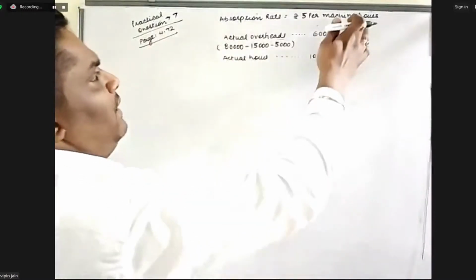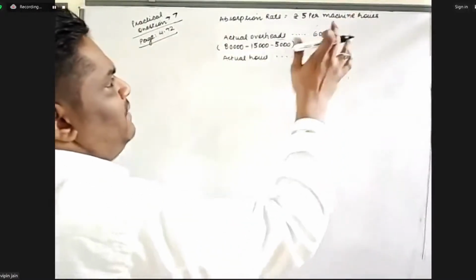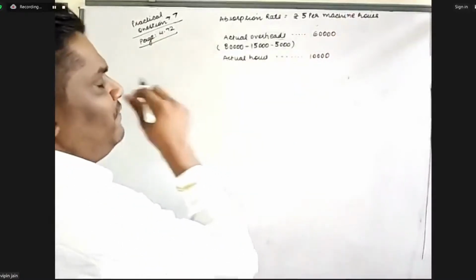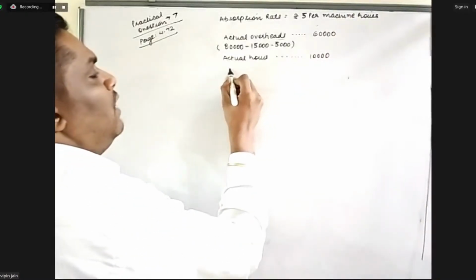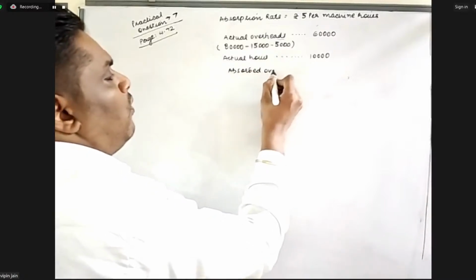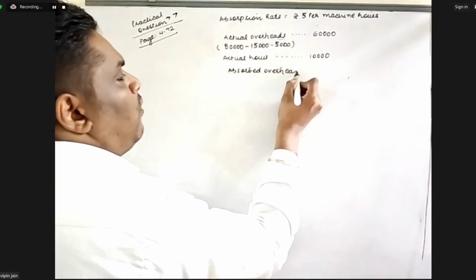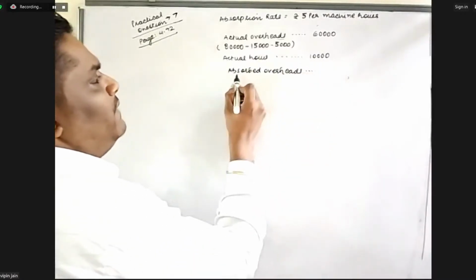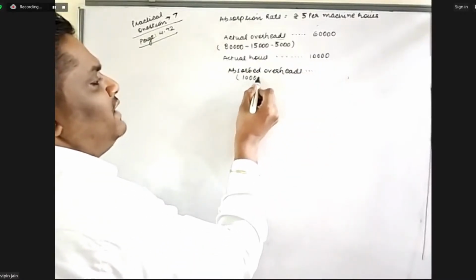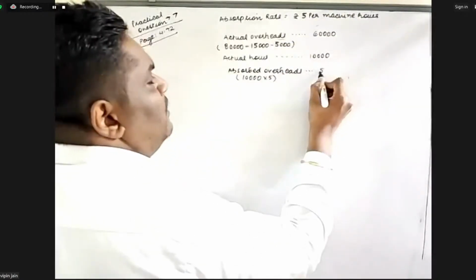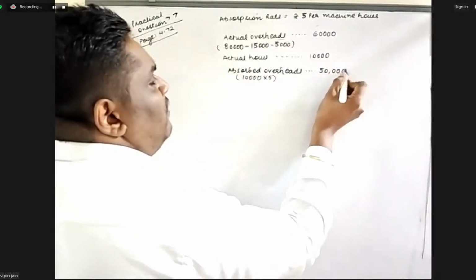So herein, my absorption rate is available, my actual overheads are available, my actual hours are available. So we will first calculate the absorbed overheads. Absorbed overhead will be my actual hours, that is 10,000, into the absorption rate, that is 5. So my absorbed overheads will be 50,000.